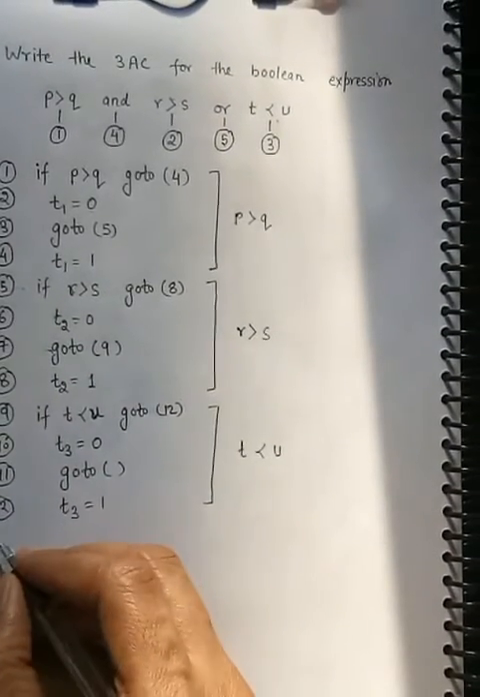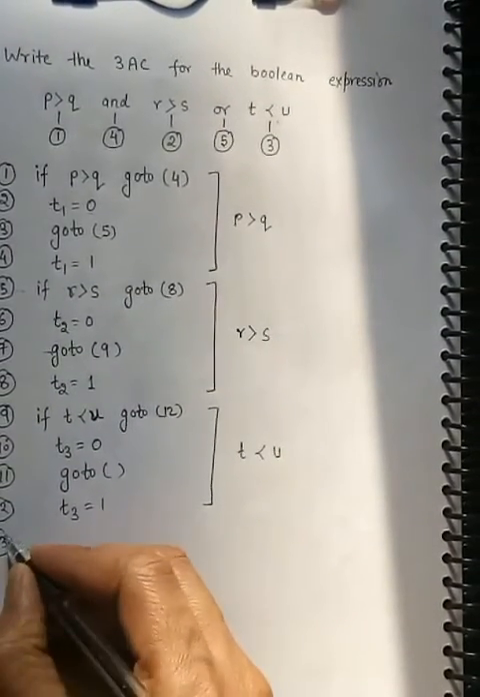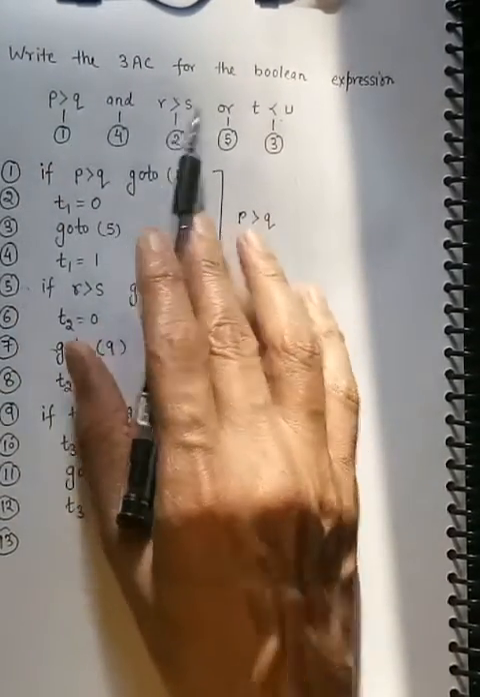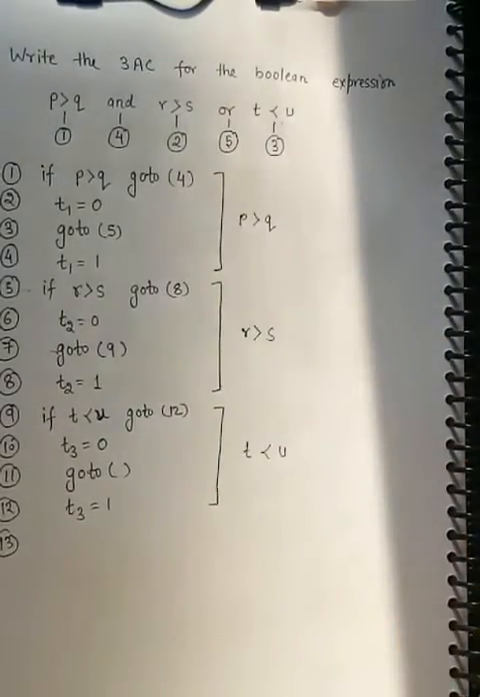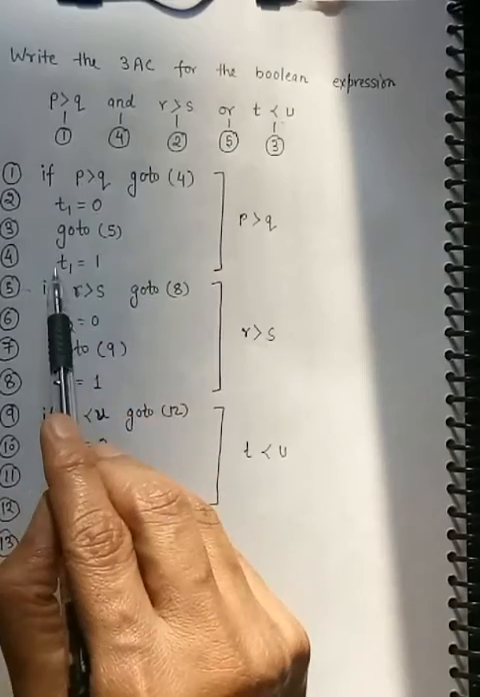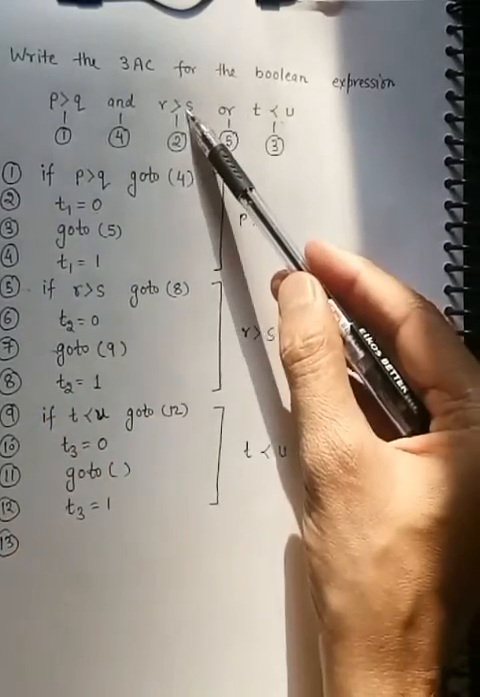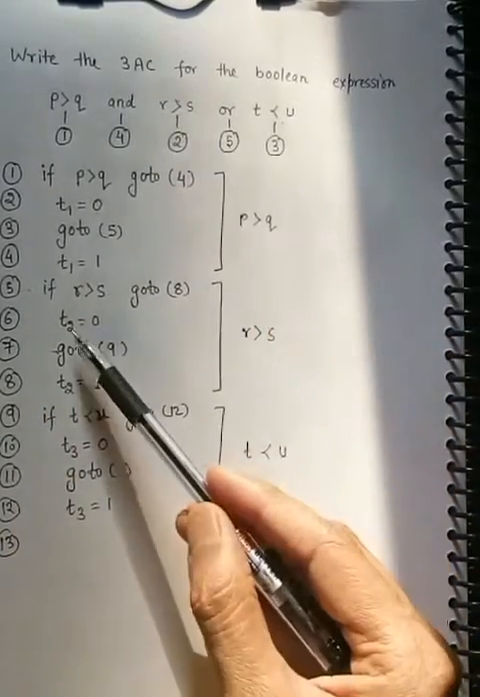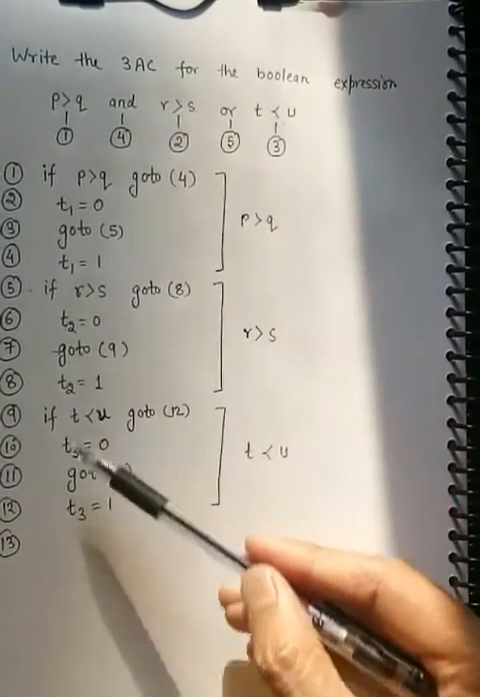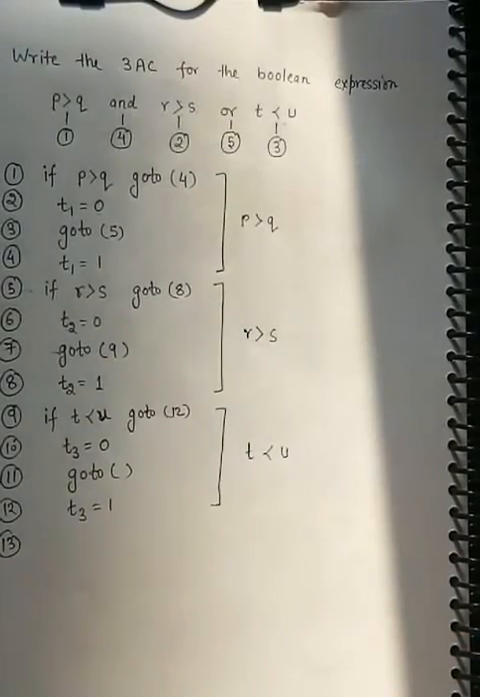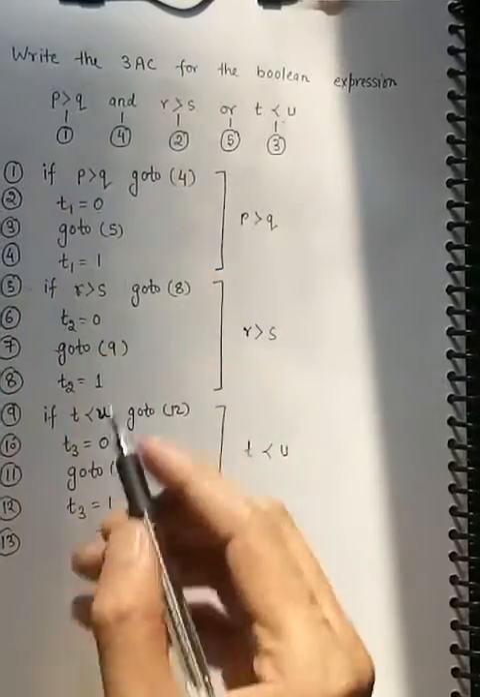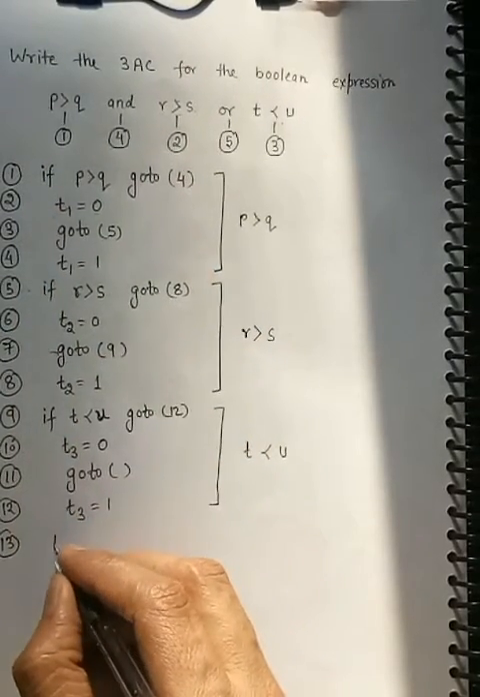And after that, this expression is already evaluated, this expression is already evaluated, and this expression is also evaluated. The value of this expression is stored into a compiler generated temporary variable t1, the value of this expression is stored into a compiler generated temporary variable t2, and the value of this expression is stored into a compiler generated temporary variable t3. So now our task is to perform an AND operation. So how will we perform an AND operation?